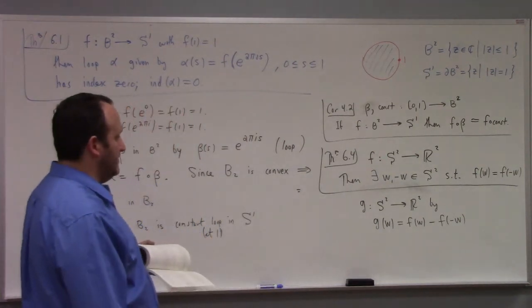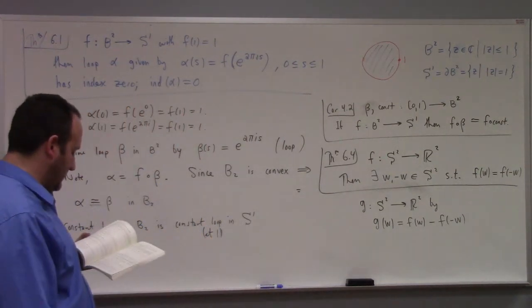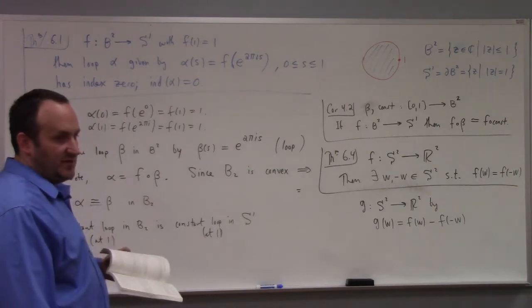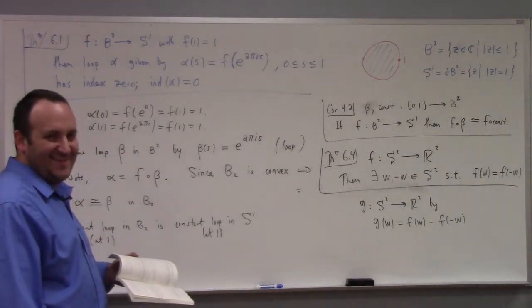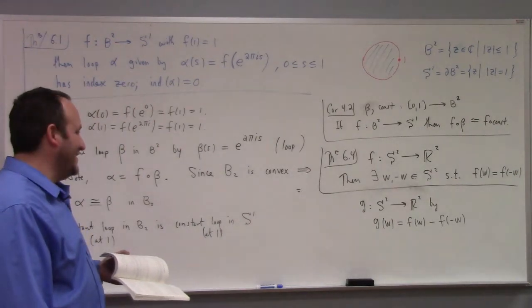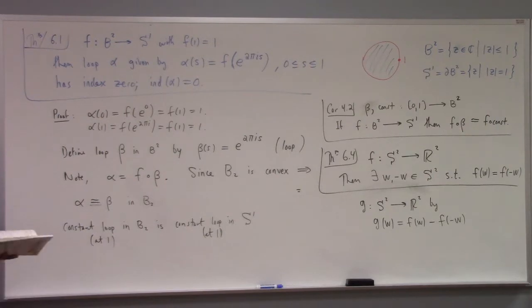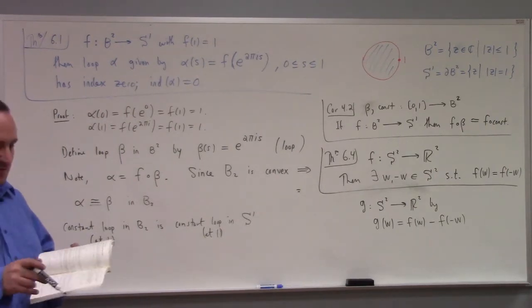So what is this mapping G, what do you need in order to show that theorem 6.4 is true? You need to show that the mapping G does what? It has a fixed point. Well, it has a 0, right? We need to show that this mapping is 0 somewhere.